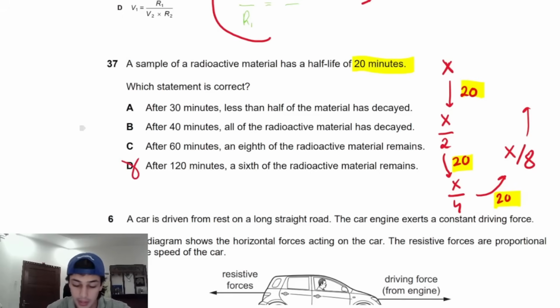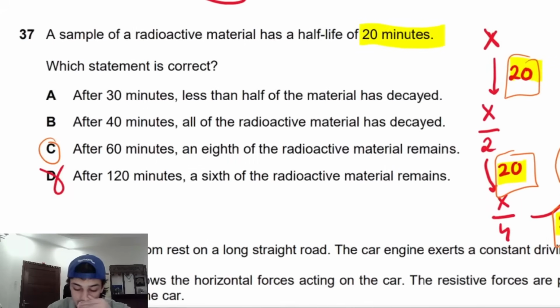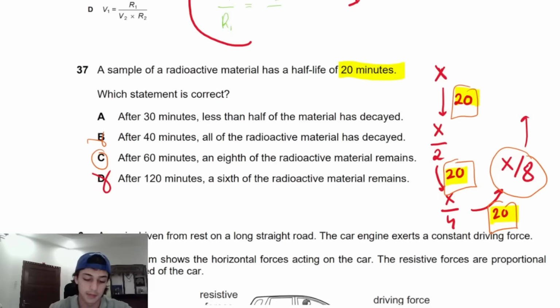After 60 minutes, an eighth of the radioactive material is remaining. So we can see that 20 minutes, 40, and then 60, we're going to have an eighth of it. So this should be the answer. But let's go over the other answers as well. We can see that after 40 minutes, all of the radioactive material has decayed, which is not true. And after 30 minutes, less than half of the material has decayed, which is also wrong. I mean, more than half has decayed.